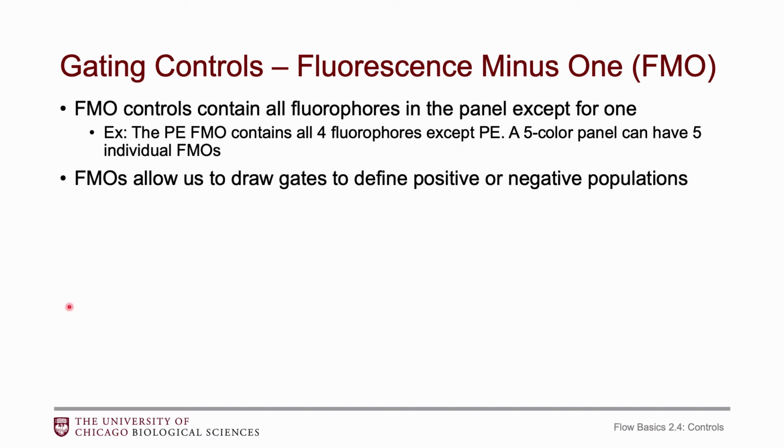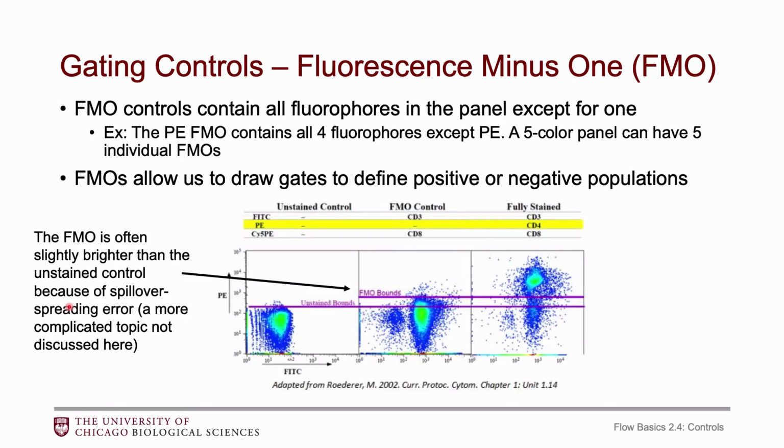These are utilized to determine what is positive and what is negative. Now, the reason why we utilize an FMO control instead of an unstained control has to do with spillover spreading error, which is a little bit of a more complicated topic. But basically, once you add other fluorophores into the tube, they might cause a little bit of error, which makes the FMO a little bit brighter than the unstained control. And so really you should be drawing your gate based on the FMO control to account for the other fluorophores in the panel.